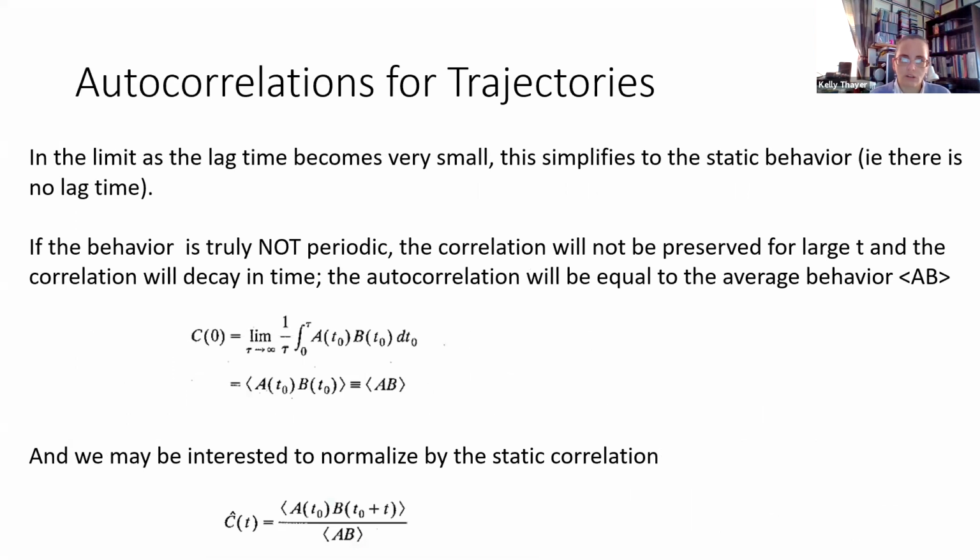So autocorrelations for trajectories can be used, and in the limit the lag time becomes very small. As the lag time becomes very small, this is going to simplify to simply just the static behavior. So there is in fact no lag time. And what we mean by the lag time is the time between those supposedly repeating positions. So we try a variety of different delta t's and we're looking to see. But as we set that delta t to be very small, it's essentially the same as if we had looked at each of the points individually. However, if the behavior is not periodic, then the correlation will not be preserved for large times.